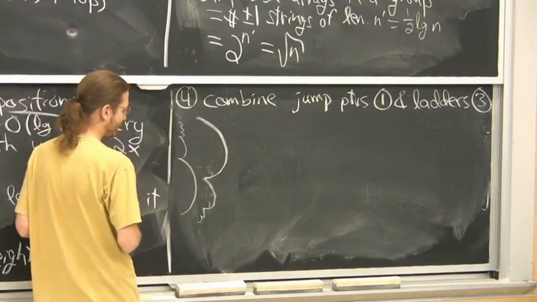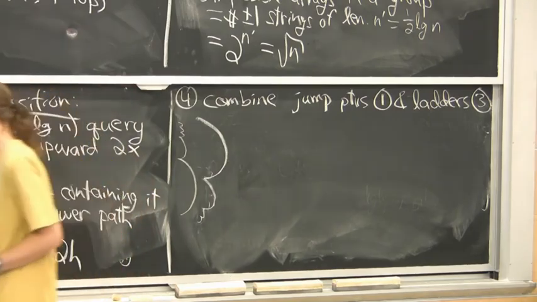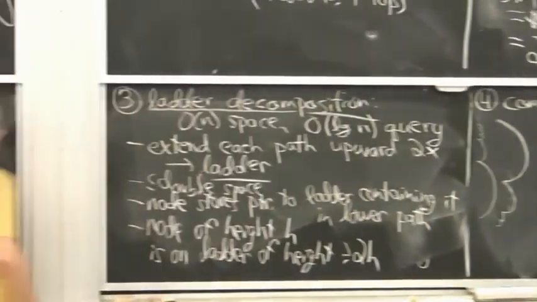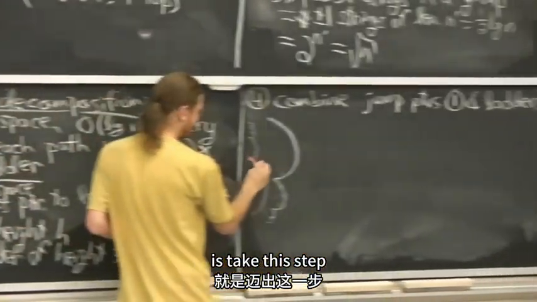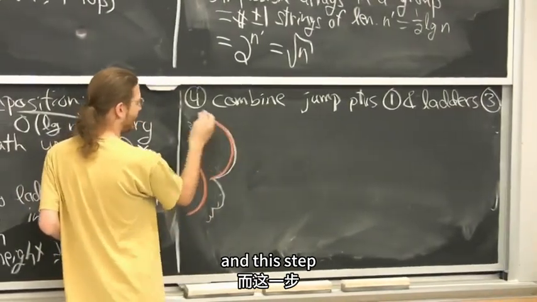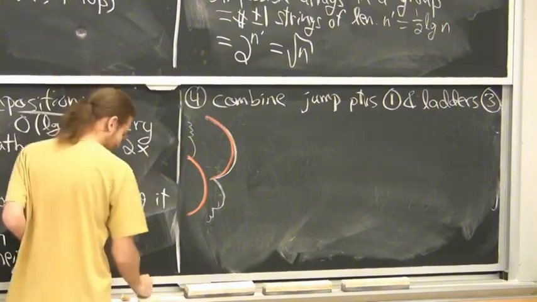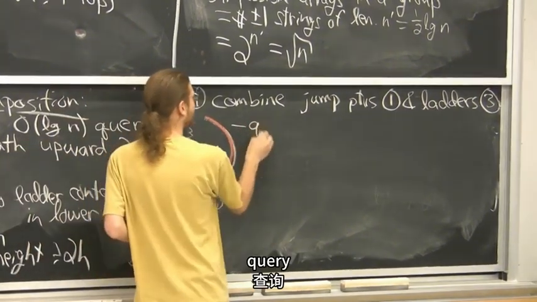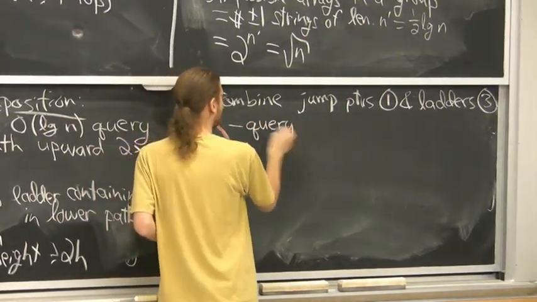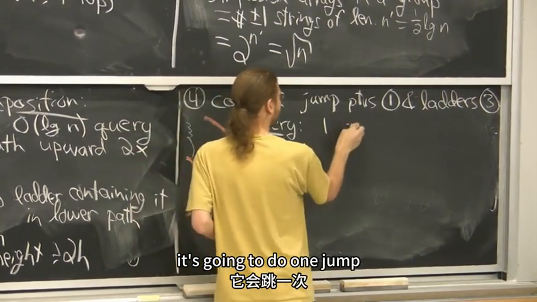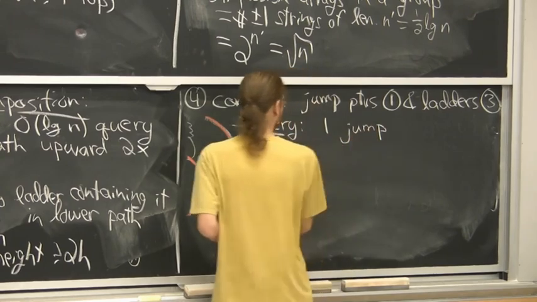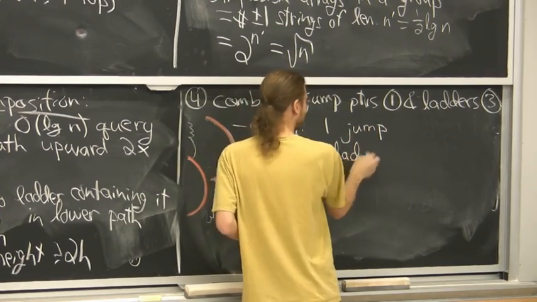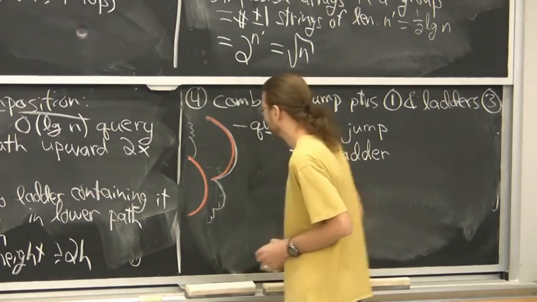Okay. What I'd like to do is take this step and this step. That would be good. Only 2 of them. So query is going to do 1 jump plus 1 ladder in that order.